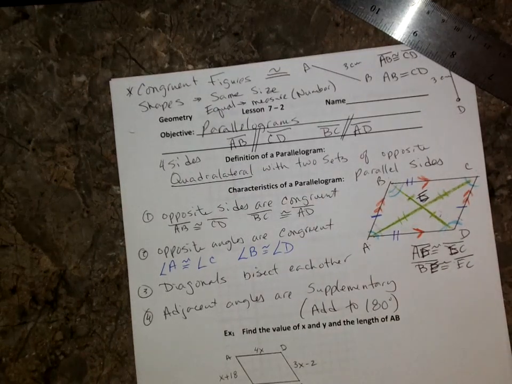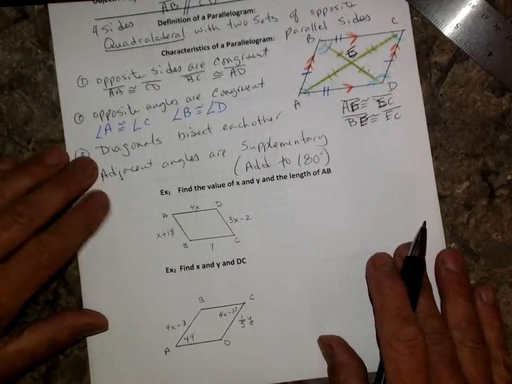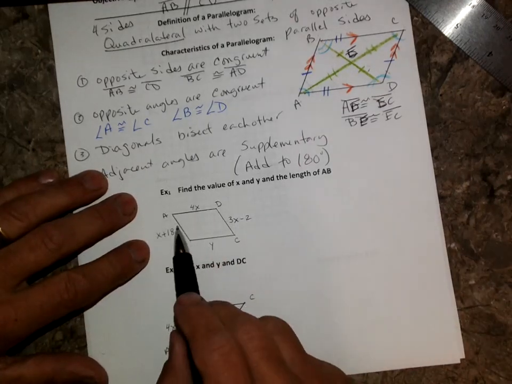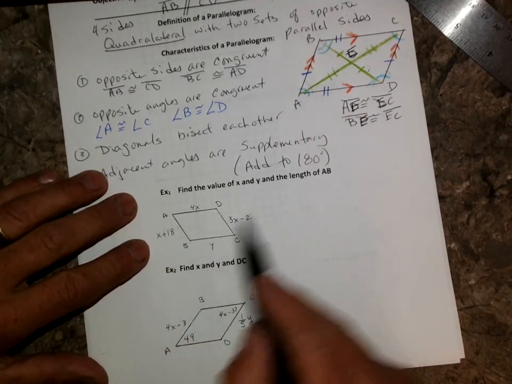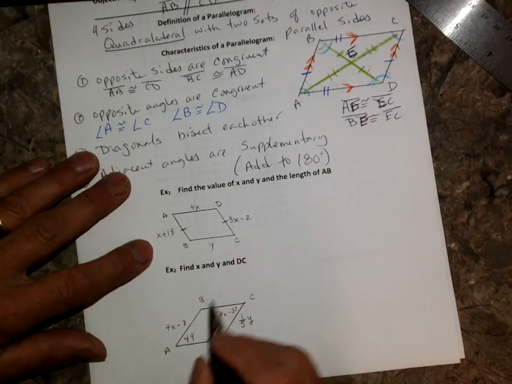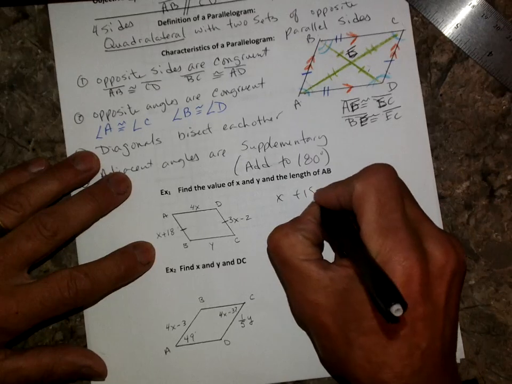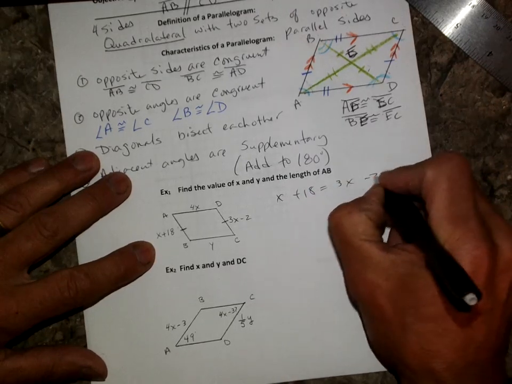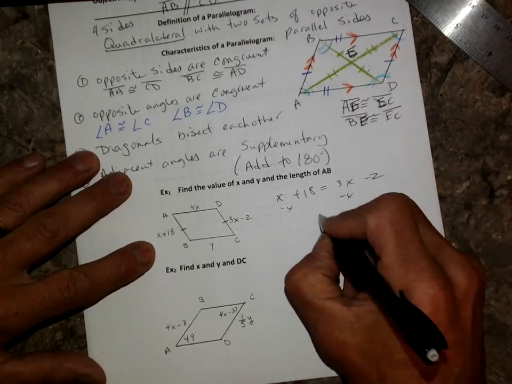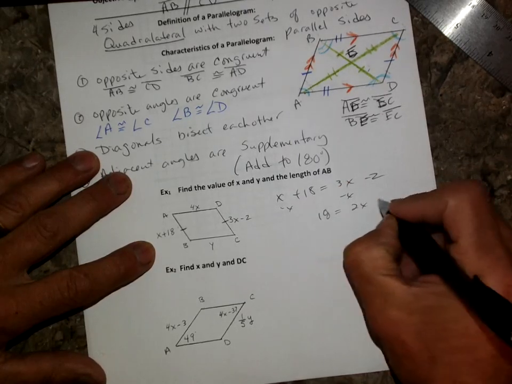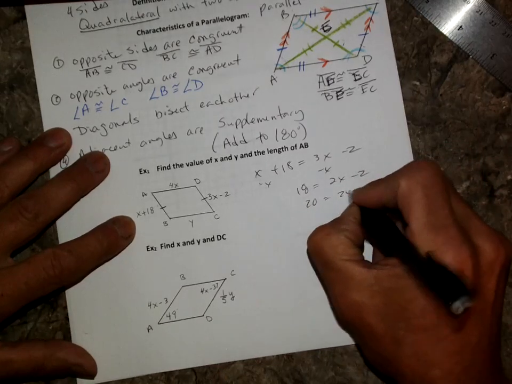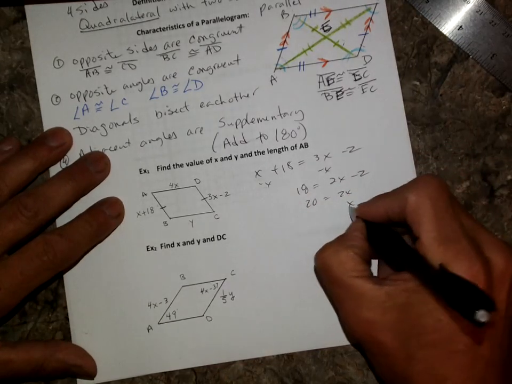Alright, so let's take a look at what we know. Example 1, pretty easy. I know that if it's a parallelogram, then these two sides must be equal and these two sides must be equal. So if I have to find x and y, let's start with these two sides right here. Let's start with x plus 18 equals 3x minus 2. We'll just solve. Minus x, 18 equals 2x minus 2, plus 2 plus 2, 20 equals 2x. Divide by 2, x is 10.